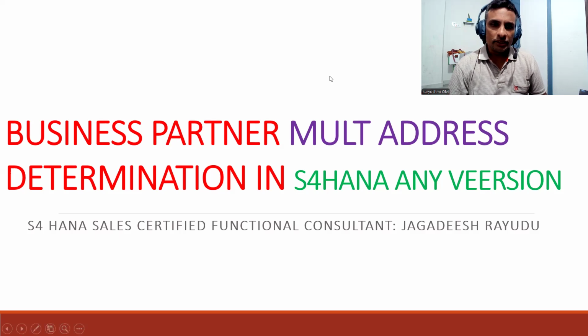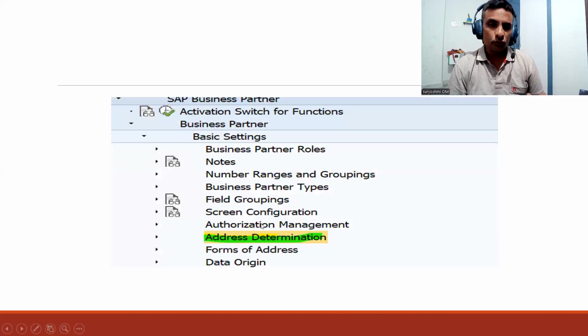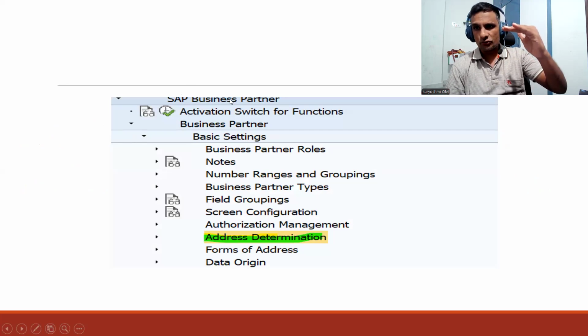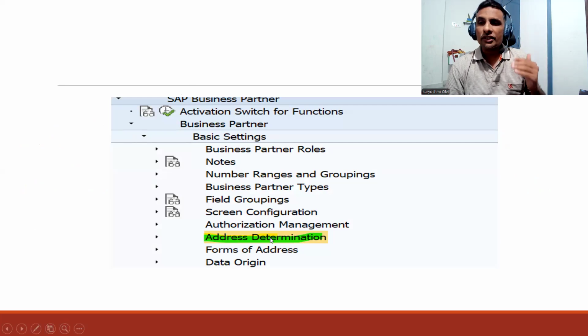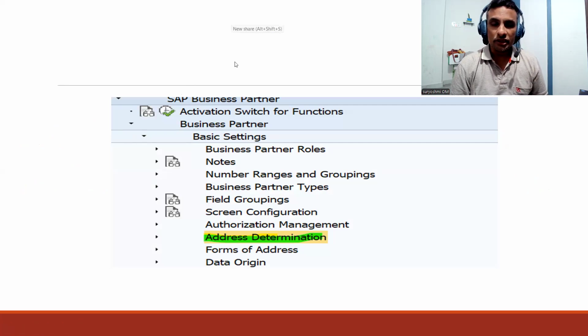By the way, this is the place where you can maintain your address determination. You can see this section, SAP Business Partner, is available in cross applications, as we discussed before also. So here is the place for address determination. Why do we require address determination? We're going to see in another few minutes. Let's go to the SAP system.